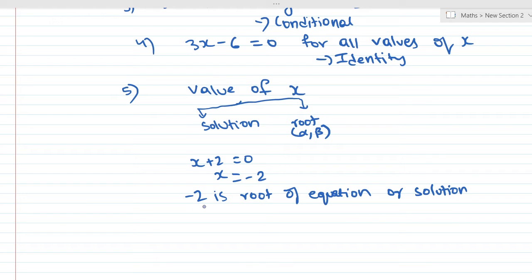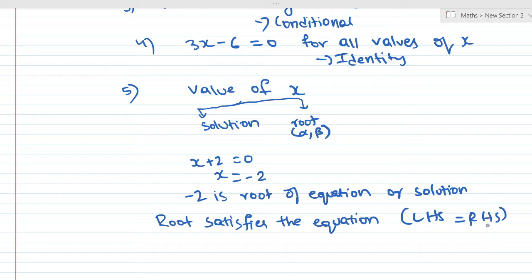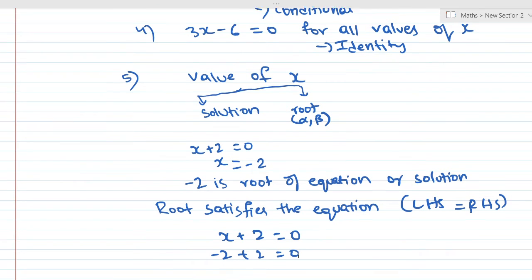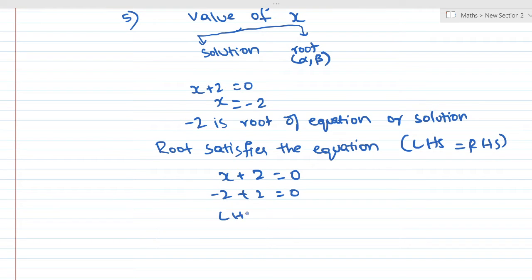If you put the value of x in the equation, it satisfies the equation. So the root satisfies the equation. It means LHS equals RHS. I'll tell you, x plus 2 equals 0. If we substitute the root in the equation, minus 2 plus 2 equals 0. Therefore, LHS will be equal to RHS.